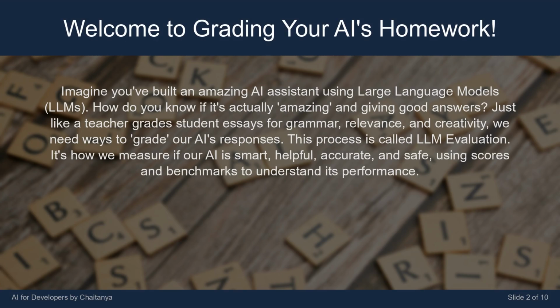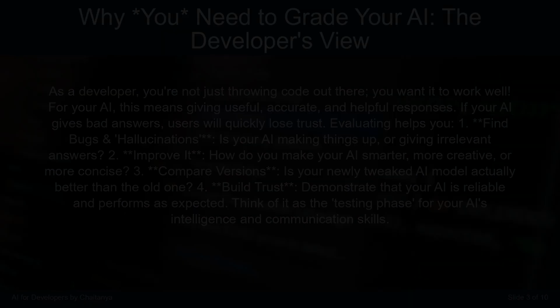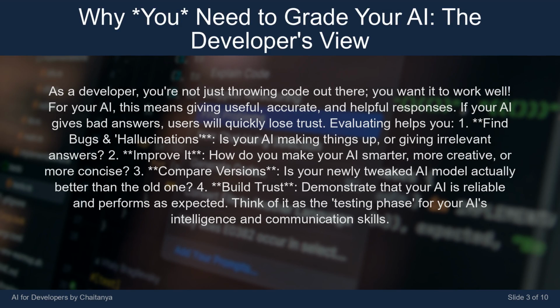Imagine you've built an amazing AI assistant using large language models, LLMs. How do you know if it's actually amazing and giving good answers? Just like a teacher grades student essays for grammar, relevance, and creativity, we need ways to grade our AI's responses. This process is called LLM evaluation. It's how we measure if our AI is smart, helpful, accurate, and safe, using scores and benchmarks to understand its performance.